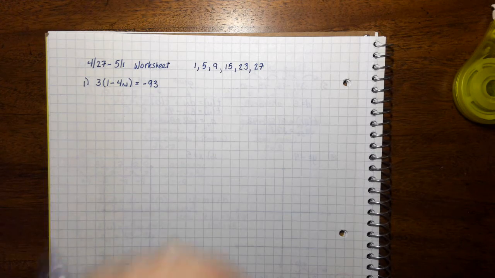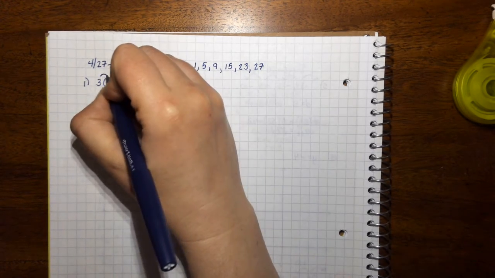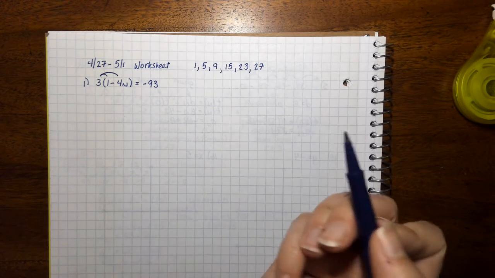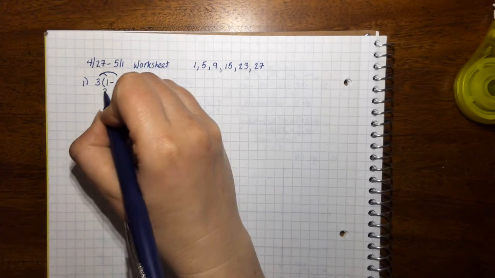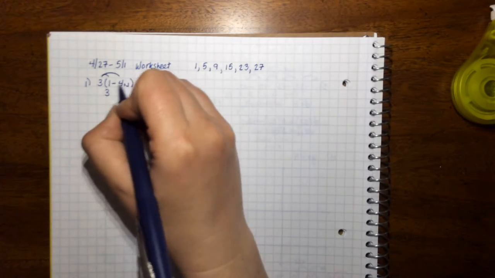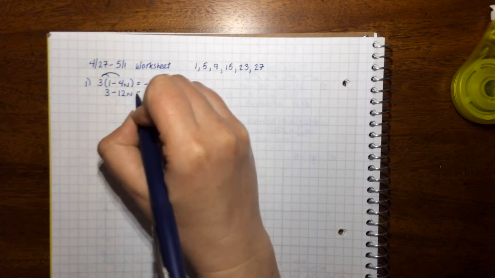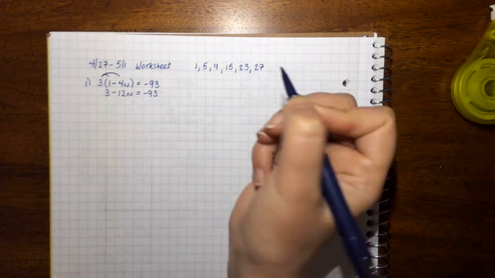Okay, so when you have a problem with distributive property, most of the time you want to do that first. That's the case here. So I'm going to make my little distributive property picture. 3 times 1 is 3. 3 times negative 4n is minus 12n equals negative 93.